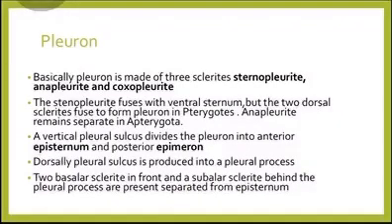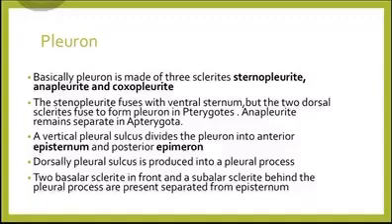Now coming to the pleuron, that is the lateral plates. Basically, the pleuron is made up of three sclerites: sternopleurite, anapleurite, and coxopleurite. The sternopleurite, as you can guess by the name, is the ventral plate, and it is fused with the sternum. The other two dorsal sclerites, the anapleurite and coxopleurite, are fused. They form the pleuron in the pterygotes, but the anapleurite is separated in the case of apterygotes.